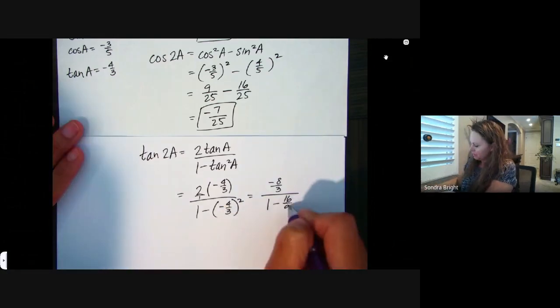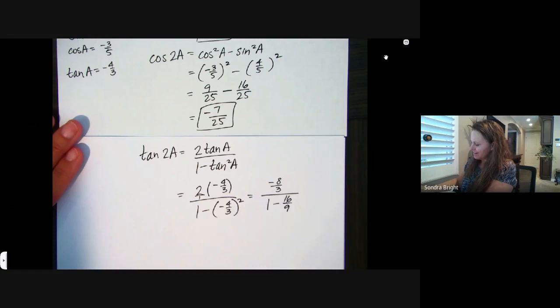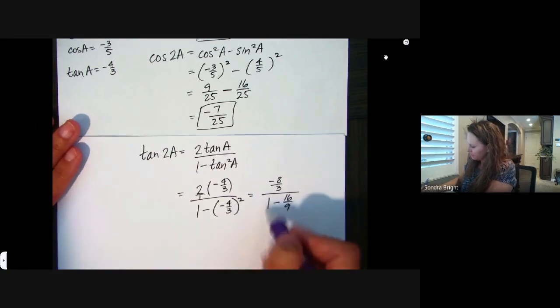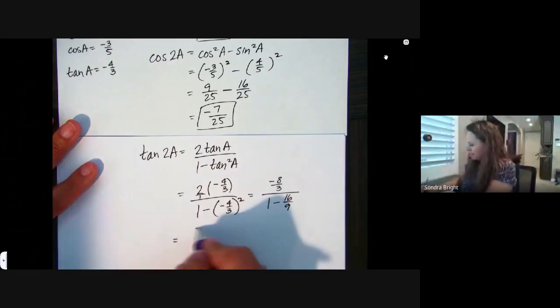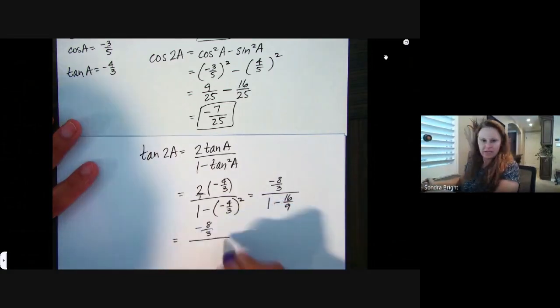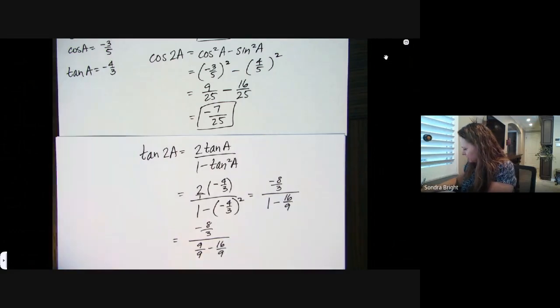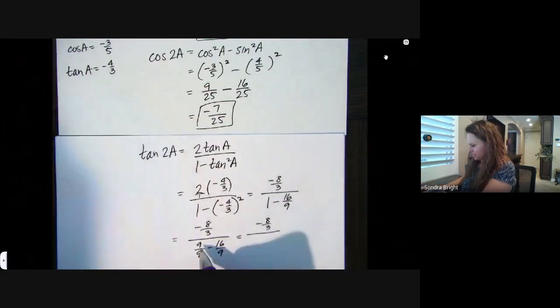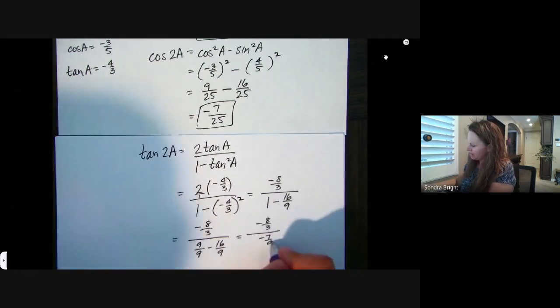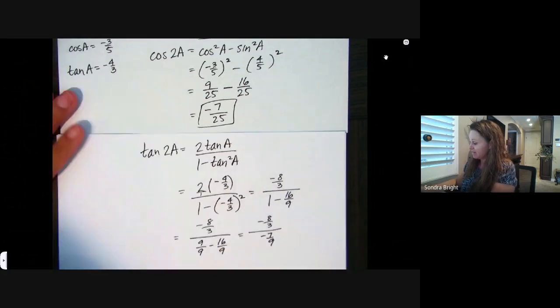Well, if you get a common denominator, that's like 9 over 9. So I still have negative 8 over 3. This is like 9 over 9 minus 16 over 9, being a common denominator. So then that's negative 8/3 divided by 9 minus 16, which is a negative 7 over 9. Which then, the negative with the negative cancels.